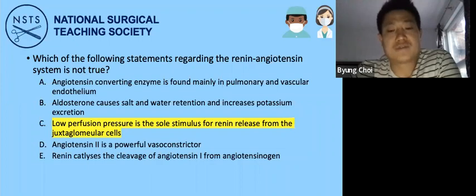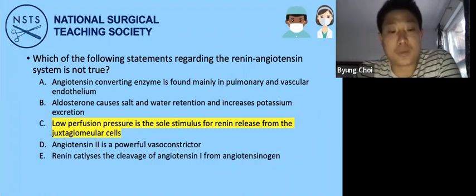It is produced, yes, from renal perfusion, so that's the perfusion pressure, but it also is stimulated from sodium levels, which are detected in there, and also the sympathetic nervous system can stimulate renin release. So it's actually untrue that low perfusion pressure is the sole stimulus. Okay, and most of you got that, which is really good.